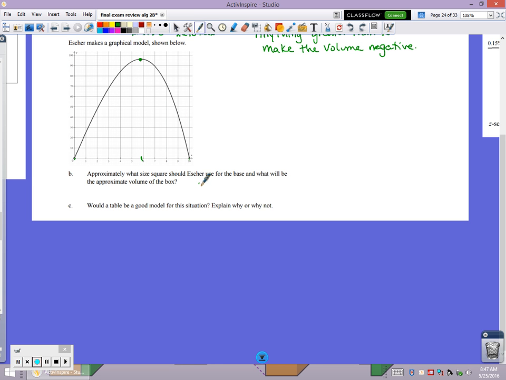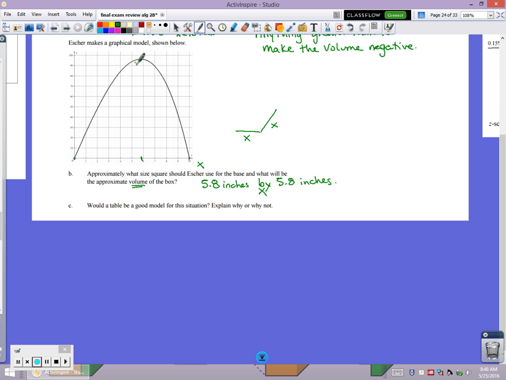So 5.8. Now remember, this was our x-axis, and on that picture of the box it showed x and x. So 5.8 inches by 5.8 inches. That would be the dimensions of my box. Approximately what size square would Escher use for the base, and what will be the approximate volume of the box? Oh, see, there it is again, a second part to the question. So here's the dimensions of my box and the approximate volume. Let's go back and check.